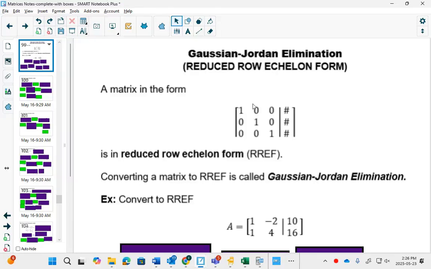In Gaussian elimination, you just needed the bottom corner to be zeros. In Gauss-Jordan elimination, which is called reduced row echelon form, you need the bottom corner to be zeros, the top corner to be zeros, and the diagonal to be the identity matrix, or ones.